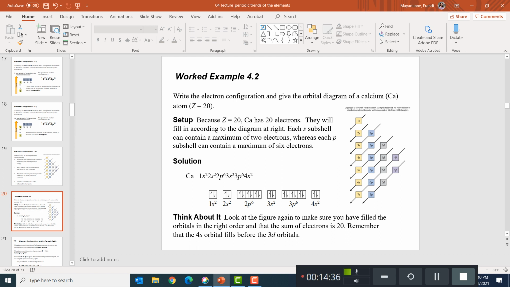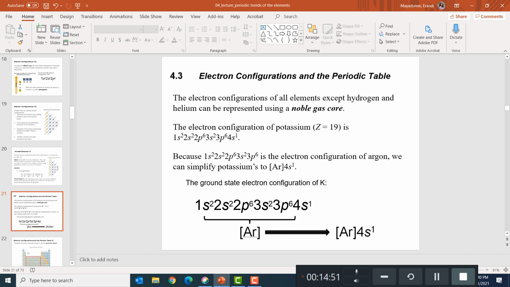So 1s2, 2s2, 2p6, 10 electrons gone. How do I know? 2, 2, 4, 6, 10, then 3s2, 3p6, and 4s2. So you write that until you fill the 20 electrons.